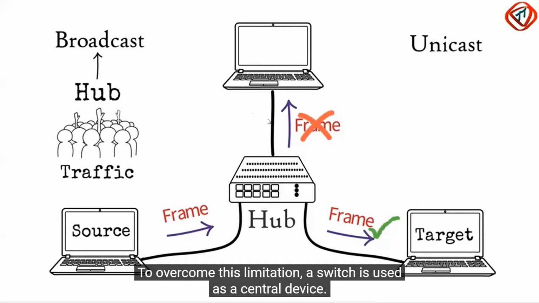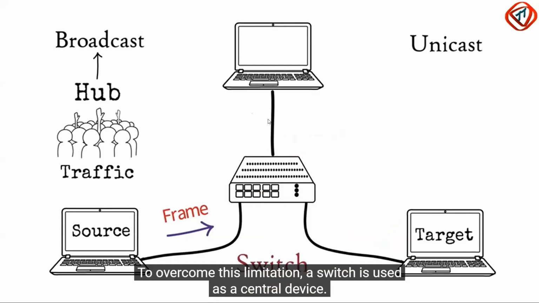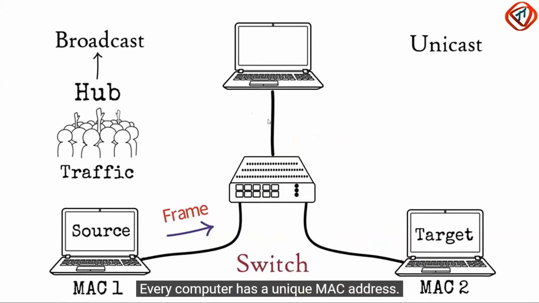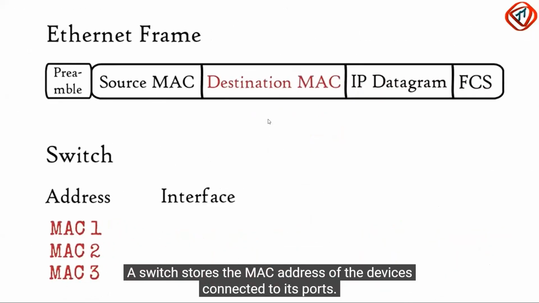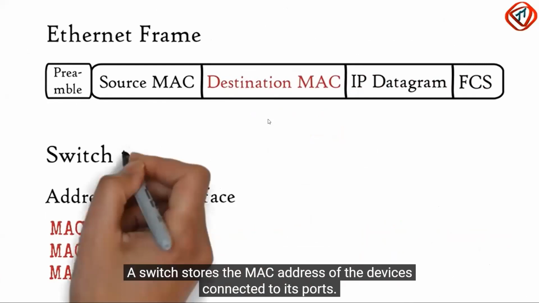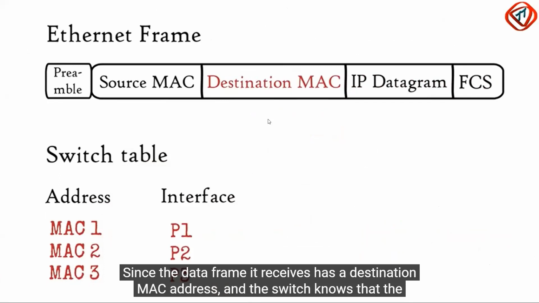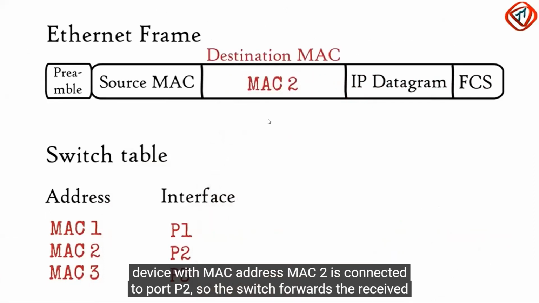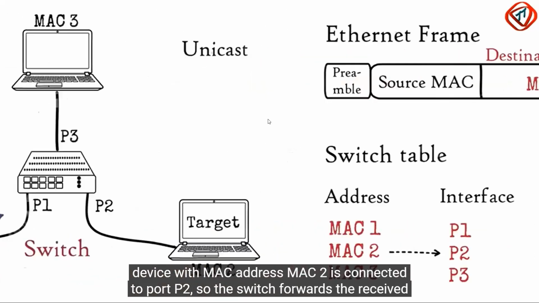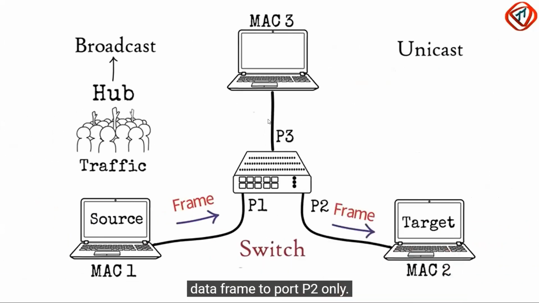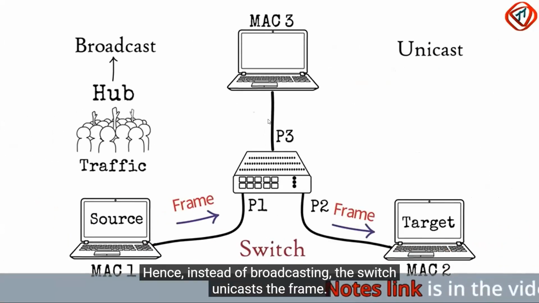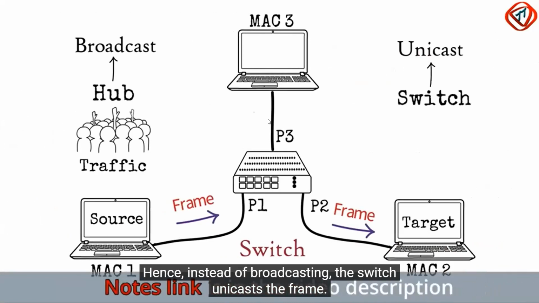To overcome this limitation, a switch is used as a central device. Every computer has a unique MAC address. A switch stores the MAC address of the devices connected to its ports. It is called a switch table. Since the data frame it receives has a destination MAC address and the switch knows that the device with MAC address MAC2 is connected to port P2, the switch forwards the received data frame to port P2 only. Hence, instead of broadcasting, the switch unicasts the frame.